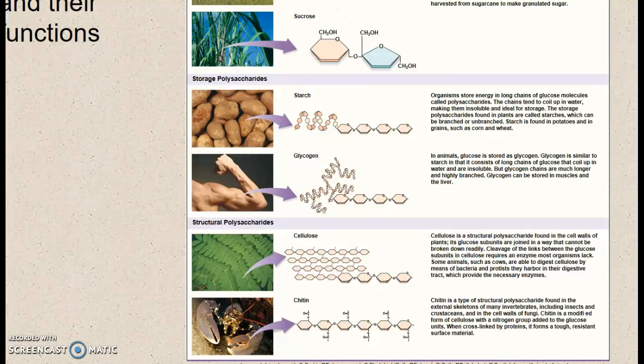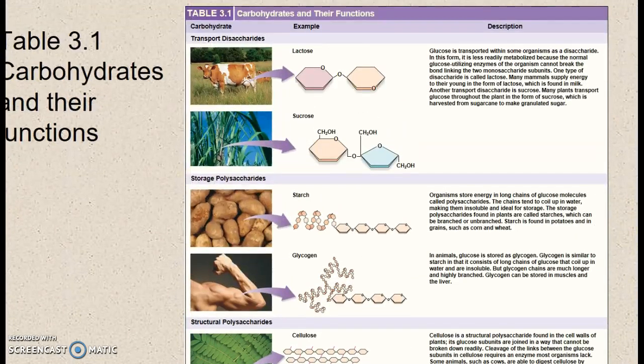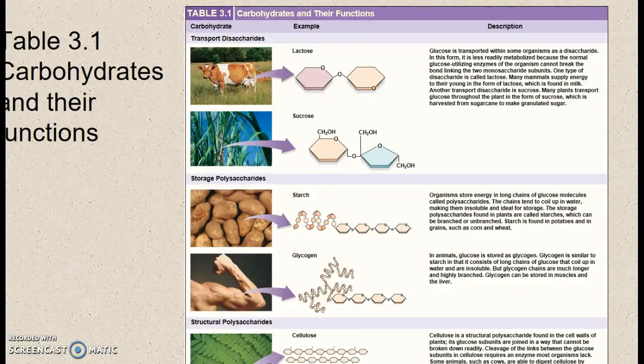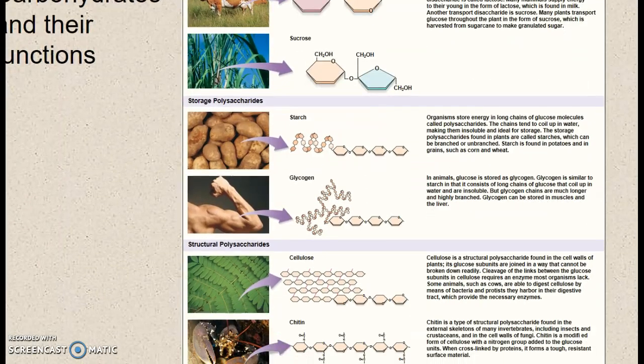So this table, you can just look at this table in your book if you wish. I'm not going to say anything about it today. And then the one other thing that I did want to point out about carbohydrates is that the bond between the monomers, or between the monosaccharides, is called a glycosidic linkage.